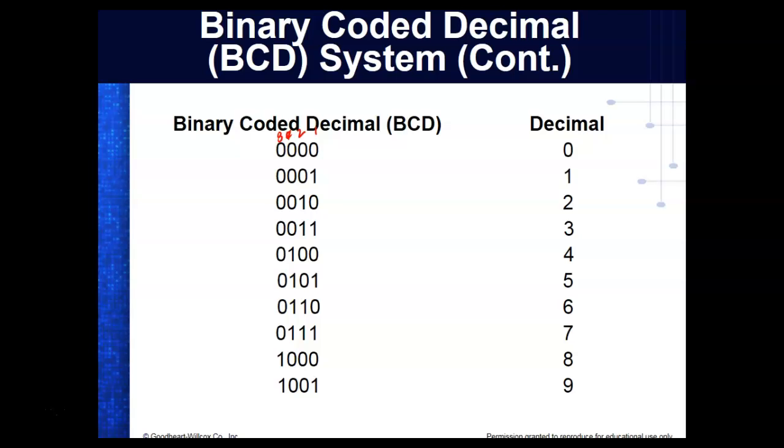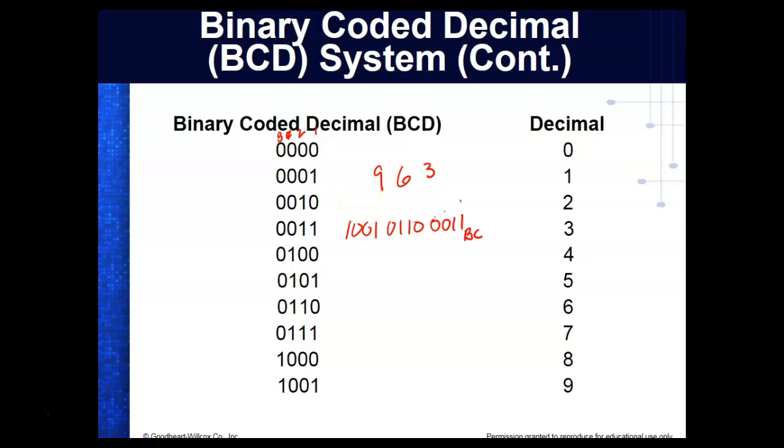So if I wanted to represent 963, I would write down the code for a 9, the code for a 6, and the code for a 3. And this is BCD. It does not go 1, 2, 4, 8, 16, 32, 64, 128. It goes 1, 2, 4, 8, 1, 2, 4, 8, 1, 2, 4, 8.